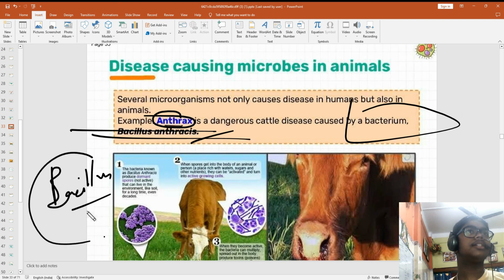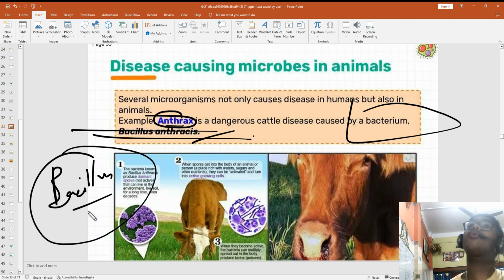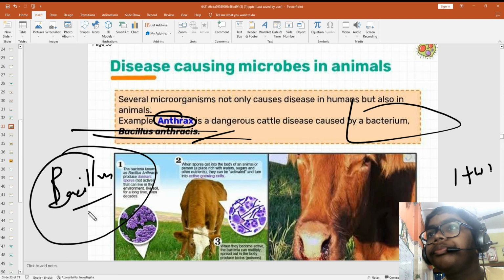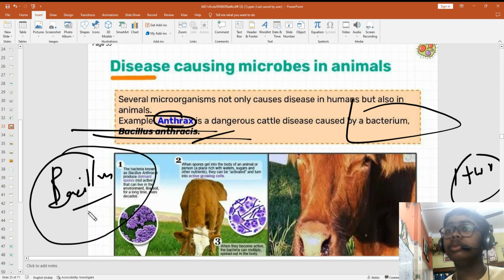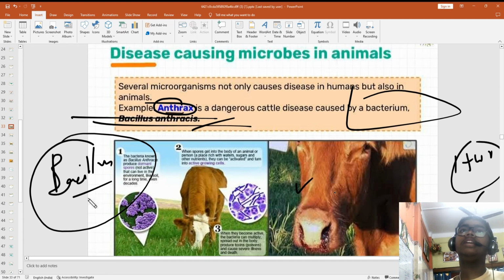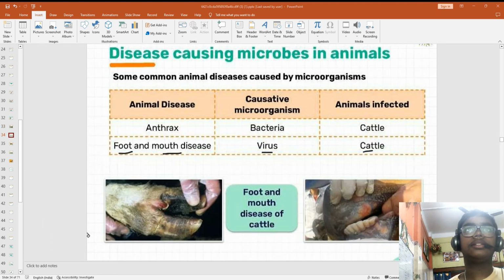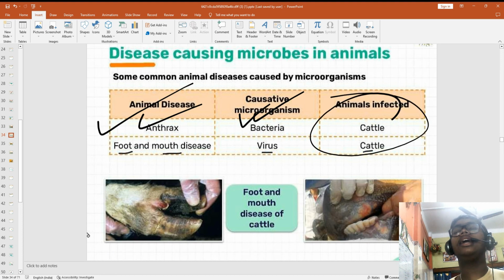Bacillus means which shape? We have learned, right? Cocos means spherical shaped, right? Spiral means spirilla. So what does bacillus mean? What shape? Please comment down. This is homework too. What is the shape of the bacteria? How does it look? Okay. So like that in cattle, this is seen. You can see how painful it is. This is caused by anthrax. Okay, that is a bacteria. Cattle are infected. Okay, foot and mouth disease is caused by virus.